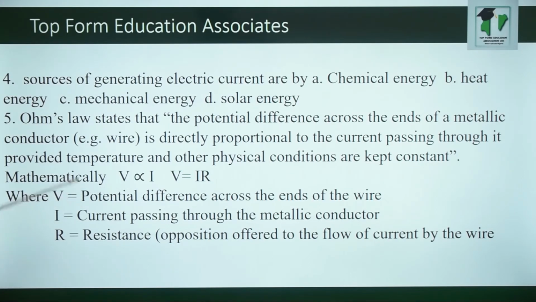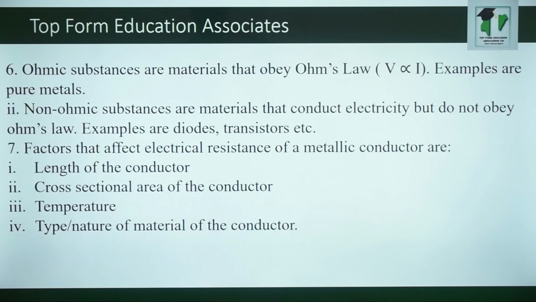Now, mathematically, you can go ahead and prove it that V is proportional to I, and V is equal to IR, where V is potential difference across the ends of the wire, and I is current passing through the metallic conductor, and R is resistance or opposition offered to the flow of current by the wire. Is that what you've written down? You can mark for yourselves.